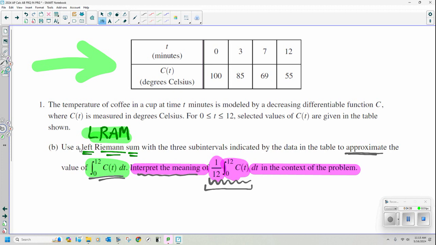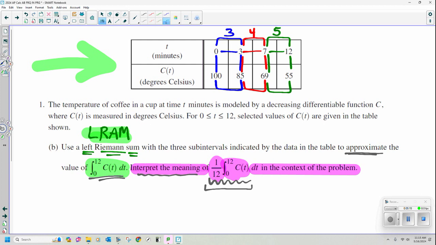Well, let's start. First off, let's do an LRAM. We have three sub-intervals above, and I like drawing these rectangles in different colors for visual. That's my first one. This has a width of 3. My next one goes from 3 to 7, that width is 4. And last but not least, we go from 7 to 12, and this width is 5. Okay, so let's do our LRAM.